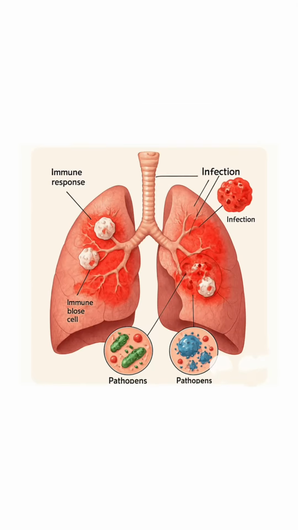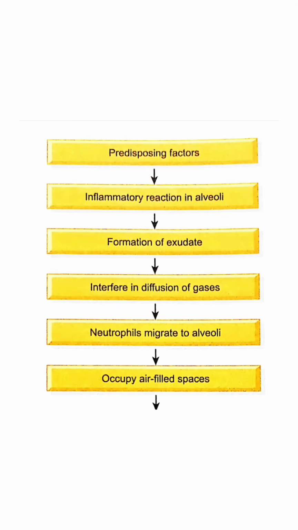Pathophysiology of pneumonia. The image illustrates the step-by-step pathophysiology of pneumonia, a condition characterized by inflammation of the lung parenchyma, primarily affecting the alveoli. Explanation: predisposing factors. The process begins with various predisposing factors, which can include infections (bacterial, viral, fungal), aspiration of gastric contents, inhalation of irritants, or compromised immune systems.